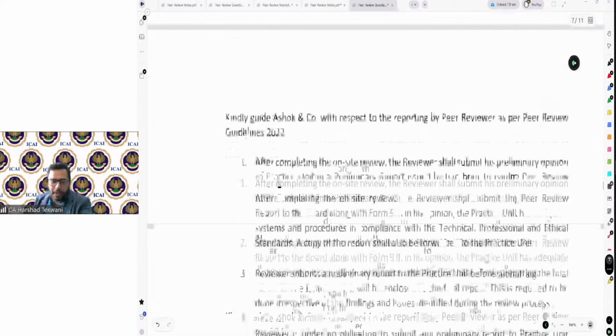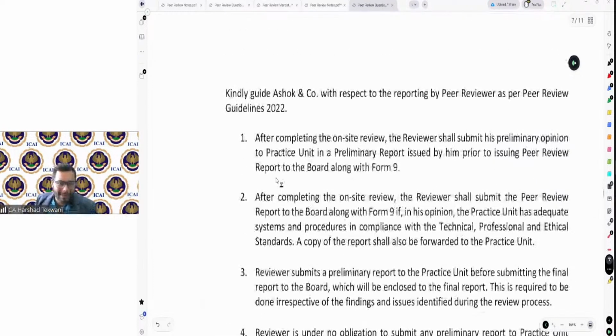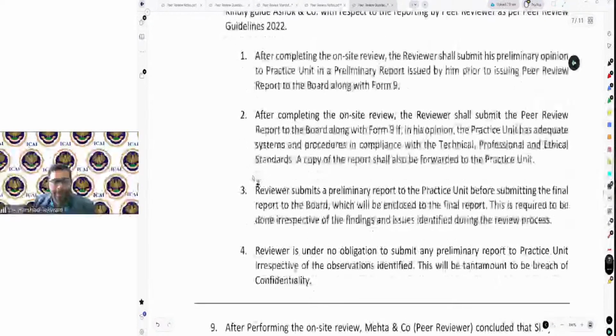Let's see the answer here. Now, what is the procedure that the guideline says? If you go to the procedure, the guideline says that after completion of the review, the on-site review, the peer reviewer shall submit the preliminary report, when he thinks that there are some observations.